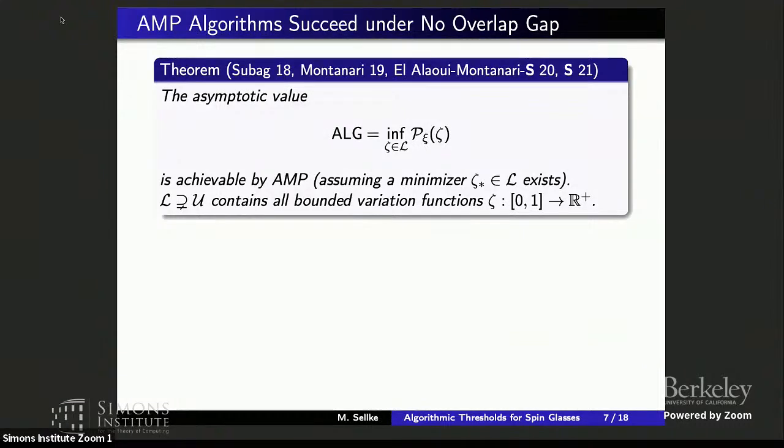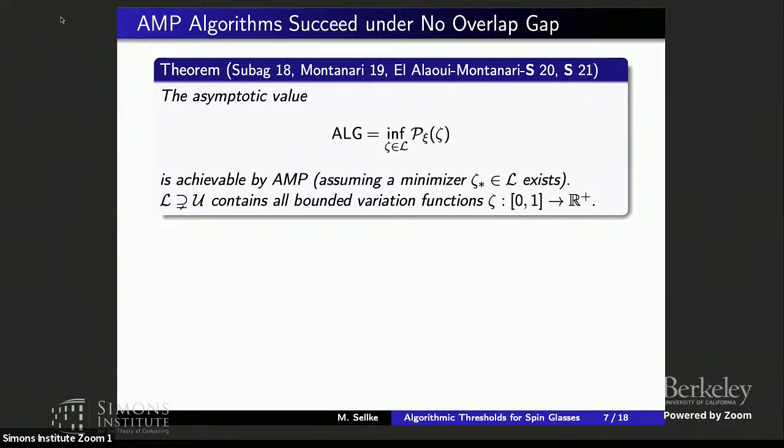But it turns out that as far as computational complexity goes, we don't have to look too much further than gradient descent. There have been several recent papers on this, starting with Subag, and then Andrea figured out how to do it for the cube. In a nutshell, the result is that we can achieve a smaller value called alg, which is given by the same minimization problem, but over a larger set of functions.